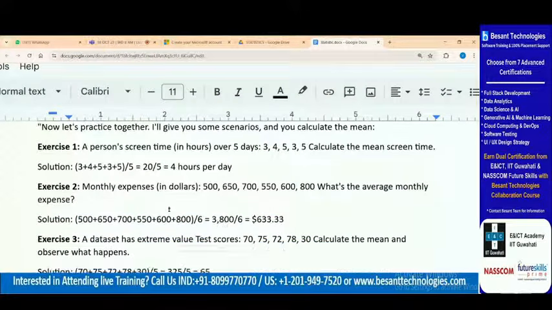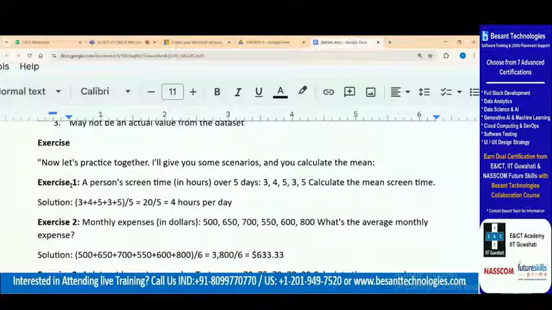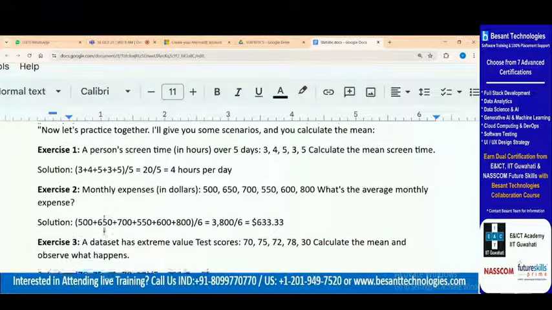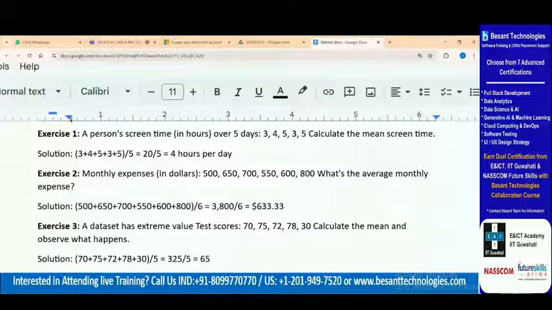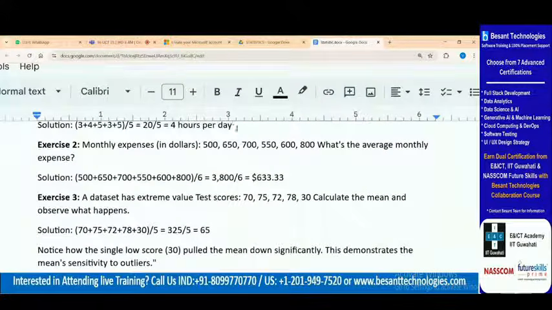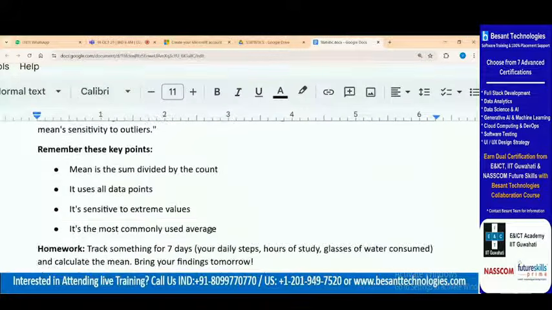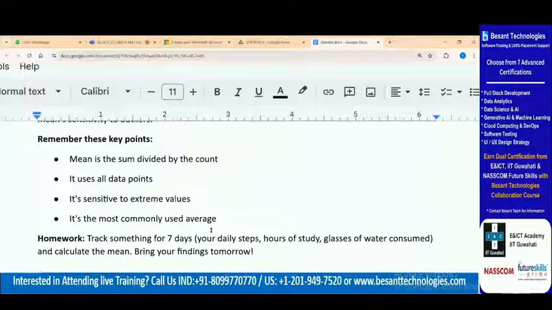Here I have given some examples. If you want, you can just go through them. Here I have taken one data set and worked out how the mean would be. You can just see this and learn it.